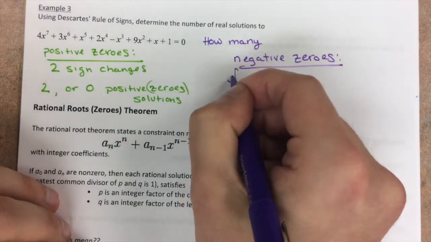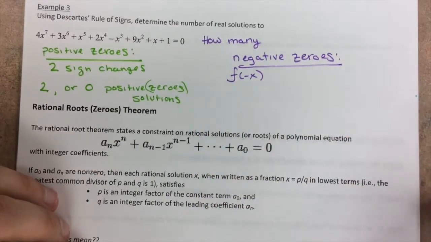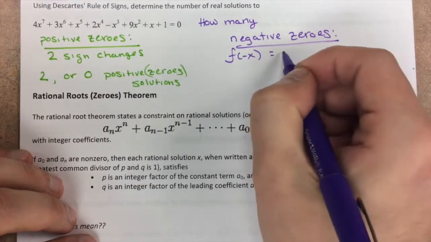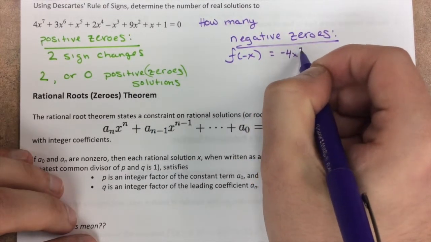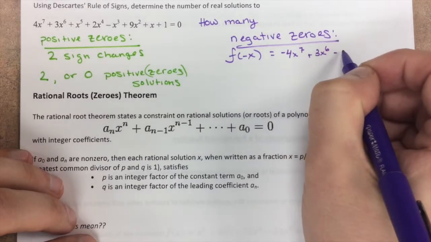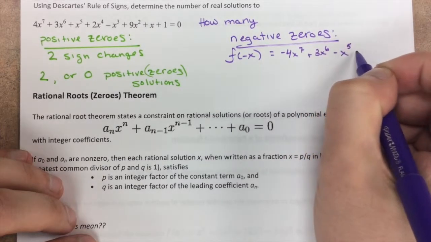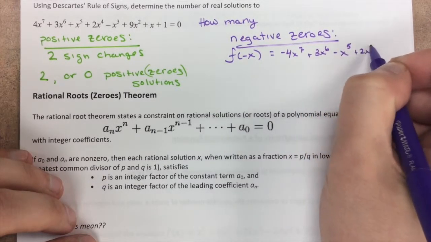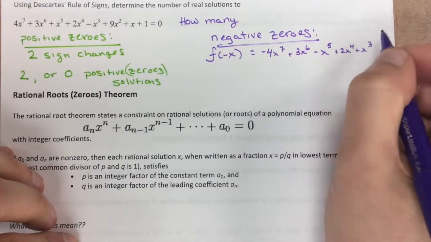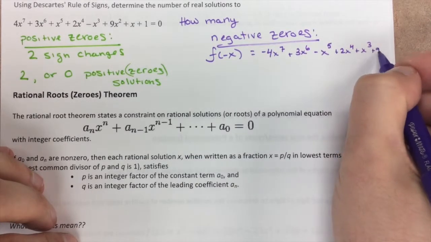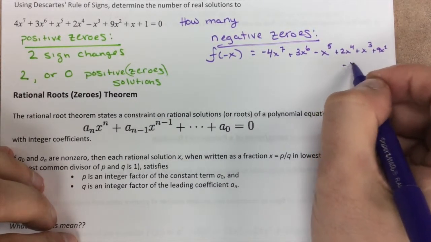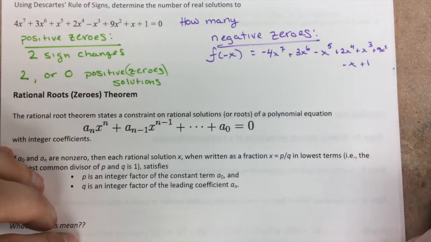We're going to find out what f of negative x is. And f of negative x is, we're going to change all the odd signs. So that's negative 4x to the 7th plus 3x to the 6th, that stays, minus x to the 5th, that changes, plus 2x to the 4th, that stays the same, plus x cubed, because that changes, plus 9x squared, I didn't leave myself enough room, minus x plus 1.